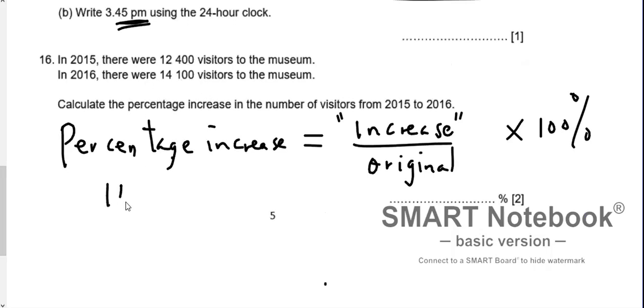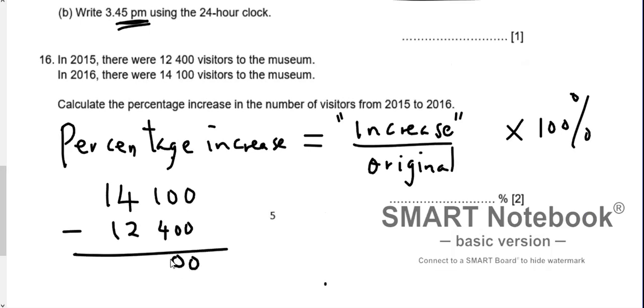So you take 14,100 minus 12,400. You subtract this, you'll be getting zeros here. And this is 7. And this is 1. So the increased amount will be, okay, this is 0, 0, 11, get 1, 3, 4. So the increased amount is 1,700. Okay. Which amount is original? This amount is original.